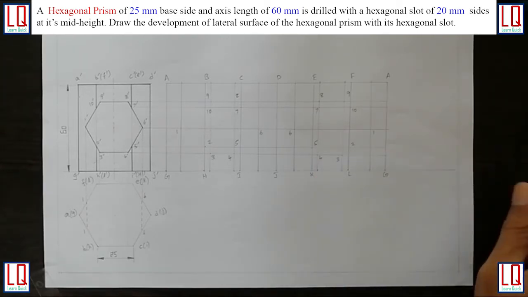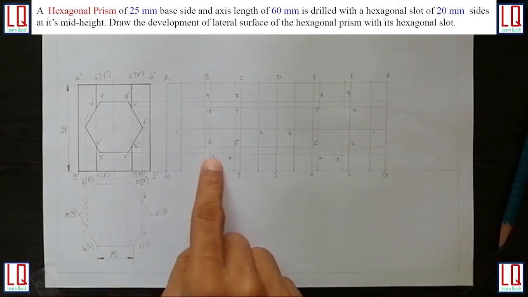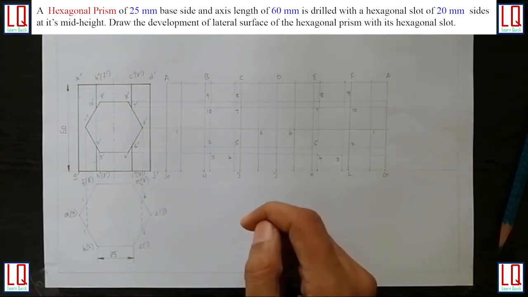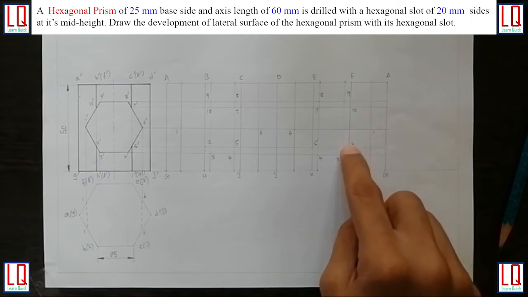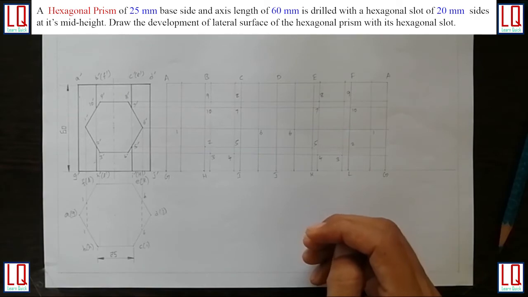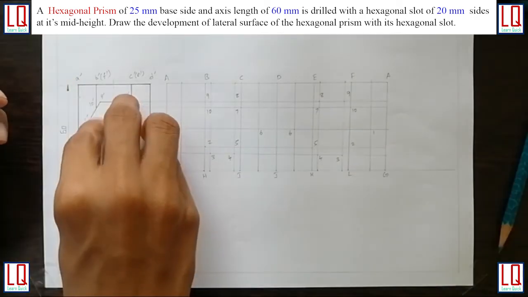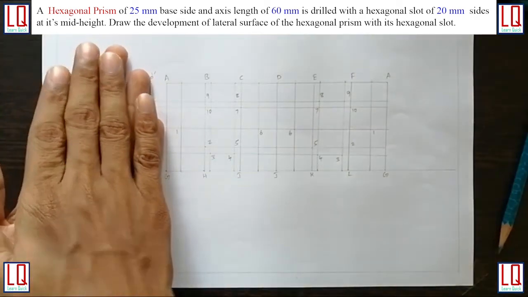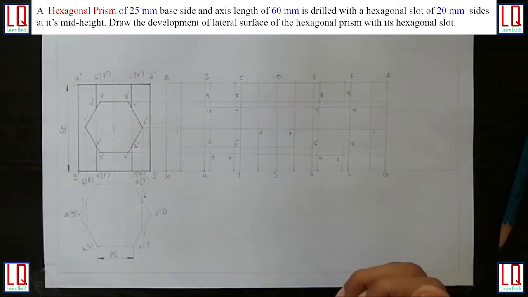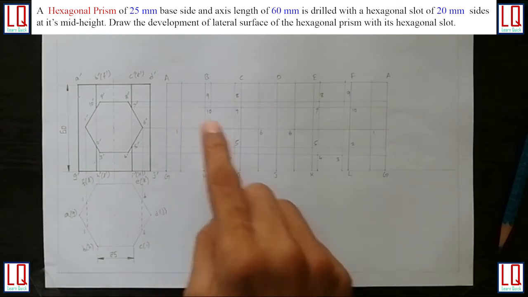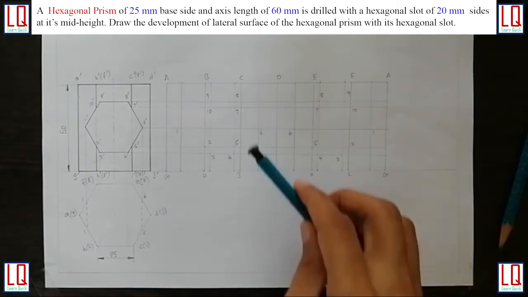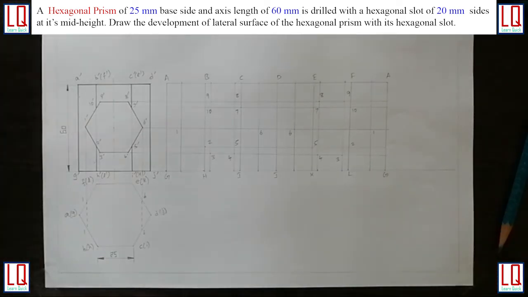Okay, so now if you see the pattern, 1, 2, 3, 4, 5, 6, 7, 8, 9, 10 is going in anti-clockwise direction. Here I have 1, 2, 3, 4, 5, 6, 7, 8, 9, 10 going in clockwise direction. This is because we have made a hexagonal slot here, and when we unfold, the top hexagon is going to be reversed in direction. If this is in anti-clockwise direction, this will become clockwise. So now we will quickly join all the points with the help of an HB pencil.